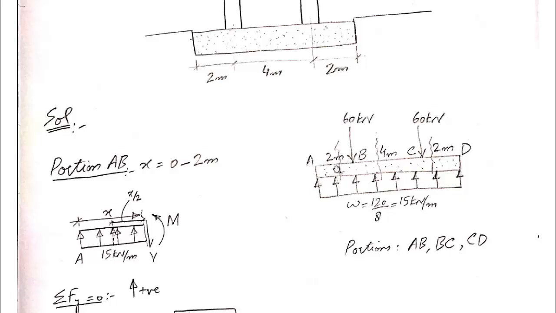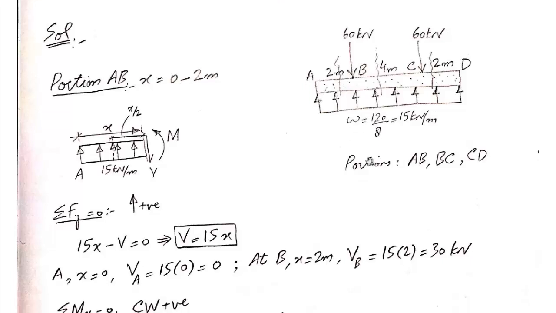So portion AB will be our first portion, and then if we further move in the rightward direction, we see another point load at point C. So portion BC will be our second portion, and then if we start from point C and move in the rightward direction, the beam terminates at point D. So portion CD will be our third portion. Here I have written all these three portions, AB, BC and CD. Now we will consider these portions one by one, and we will draw the free body diagram.